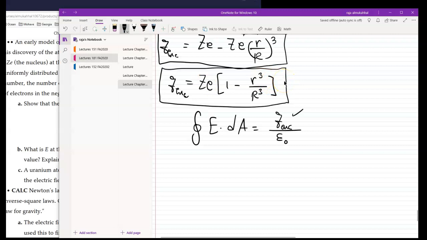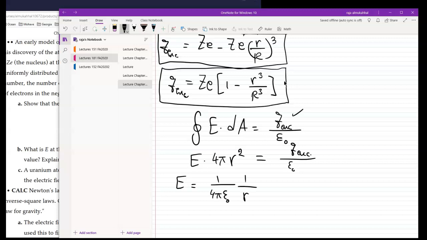And of course, as far as Gauss's law is concerned, that's just E times 4 pi r squared for the surface area. We already made those arguments several times, equals the charge enclosed over epsilon naught. And then now I just need to solve for E. It's going to be 1 over 4 pi epsilon naught, 1 over r squared, times the charge enclosed, and it is this one right there. That's going to be ZE bracket 1 minus r cubed over big R cubed.